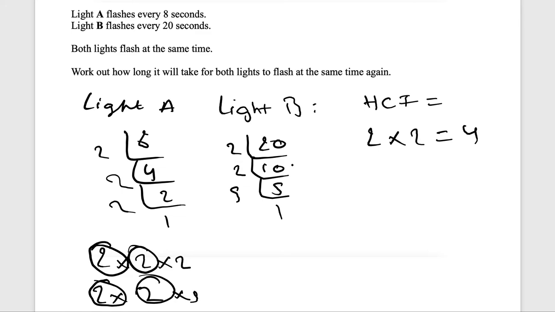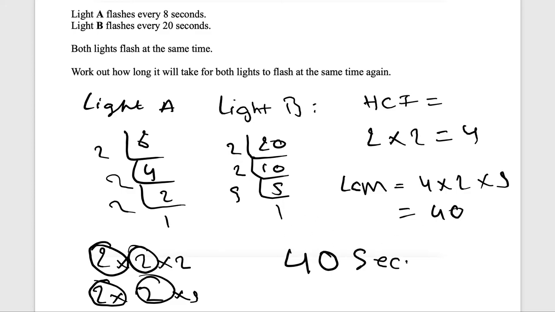Now we need to work out the LCM. So we do the HCF multiplied by the rest of the numbers. So it's going to be 4 multiplied by 2 multiplied by 5, which would get you an answer of 40. So in the next 40 seconds, they're going to flash again. So work out how long it will take for both lights to flash at the same time. Again, your answer will be 40 seconds.